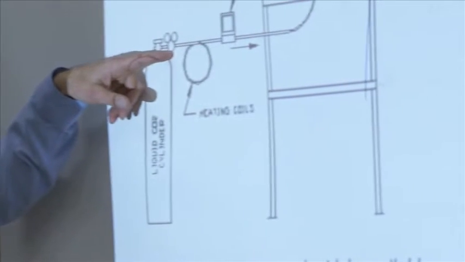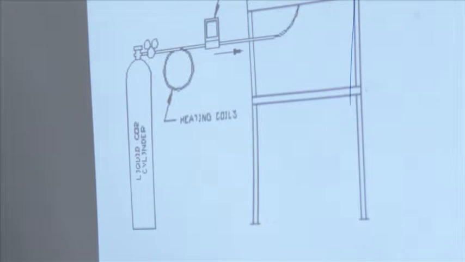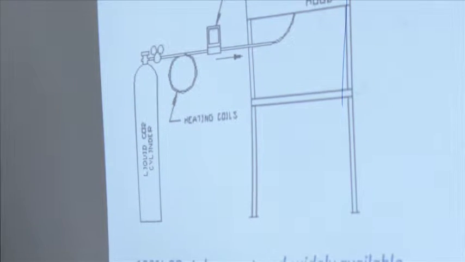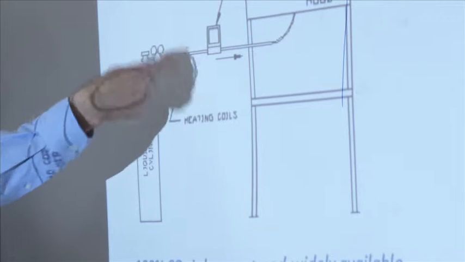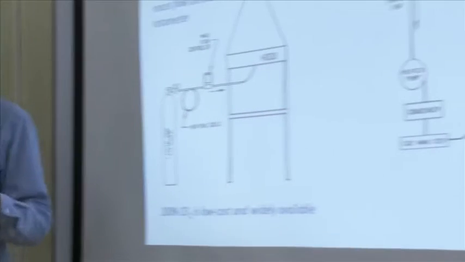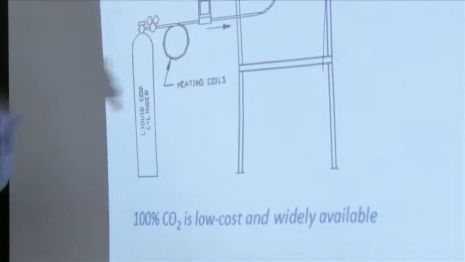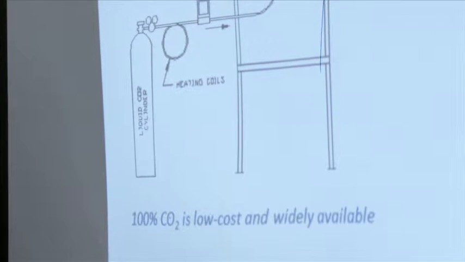When it's 100% CO2, it's liquid CO2 in the cylinder. When it comes out and changes from a liquid to a gas, it gets very cold. It has a refrigeration effect. So you put the gas through some coils, and we have an electric heater that we're just blowing heat on those coils to warm the gas up. Or you could just stick these coils into a bucket of water. If you put these coils in water, then you warm up the gas to ambient temperature.